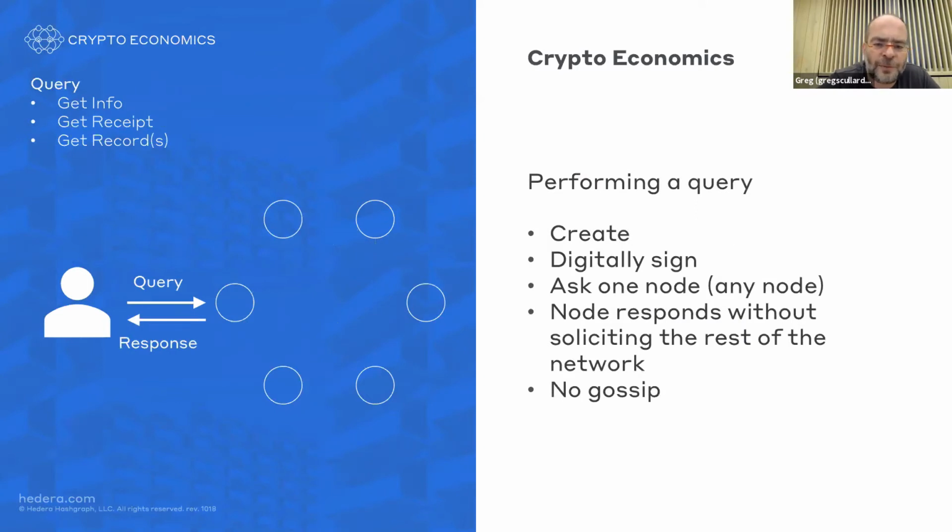A query is a little bit different. A query just goes to a particular node. If you ask a node, what is my balance? The node will tell you. The node has a copy of state. It has all the account balances in memory or in state. So it's able to respond to your query without asking the entire network. If you didn't trust it, you could ask another node, and the node will give you theoretically exactly the same information.